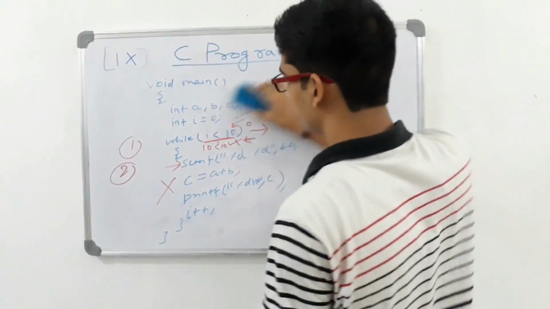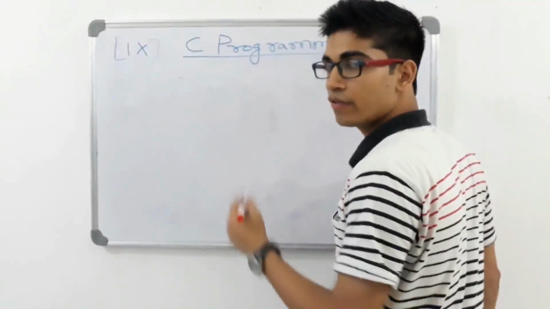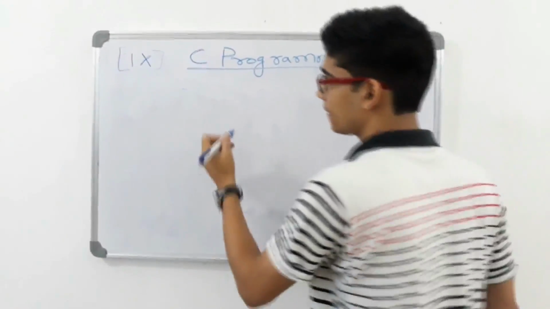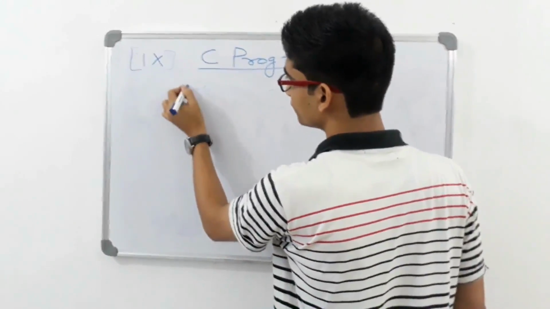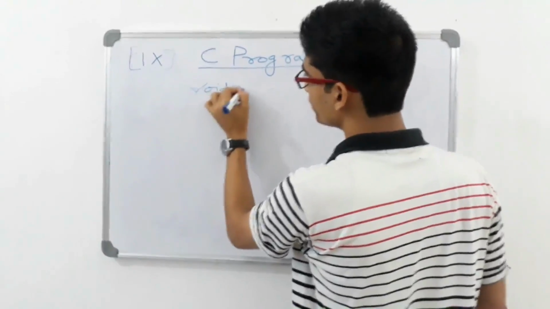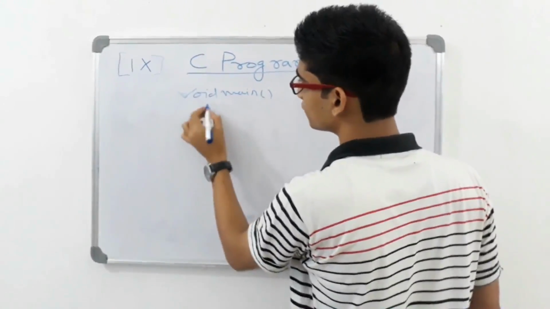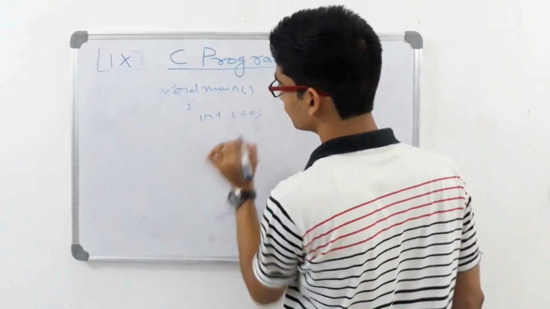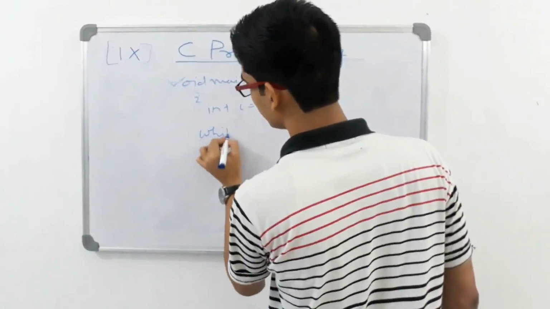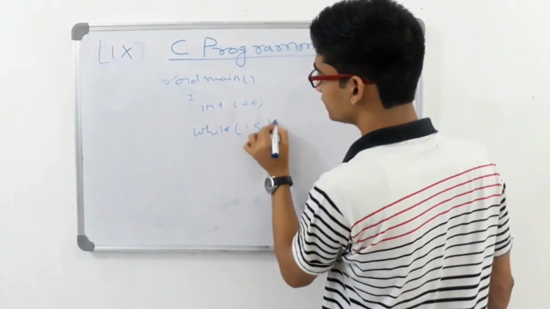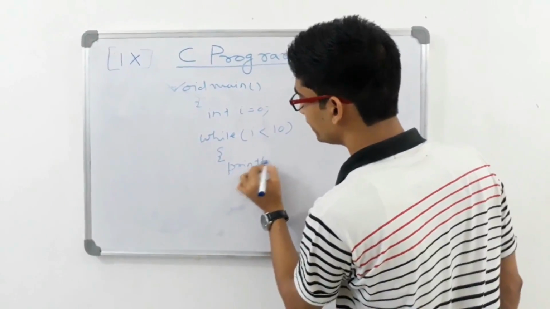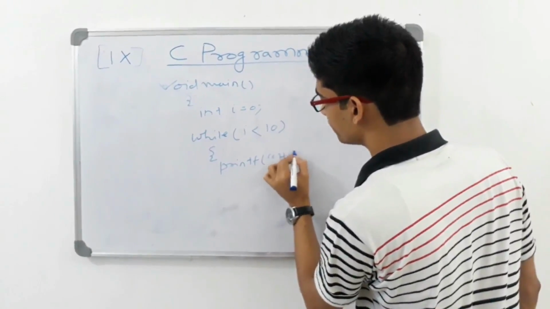Now consider another example. Suppose a friend of yours says to print hi 10 times. Then how would we do this? See, void main, okay, int I equal to 0, while I is less than 10, printf hi backslash n.